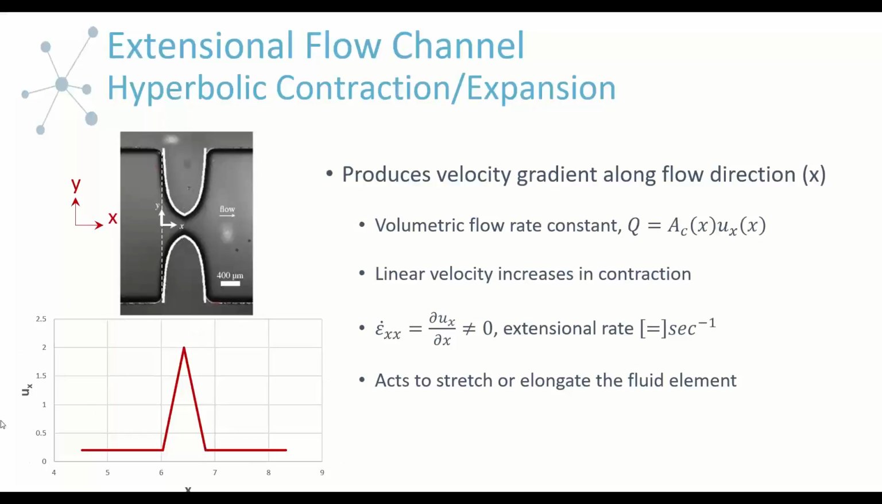This little plot below our diagram is just the linear velocity as a function of the flow direction. We see as we hit the entrance of the channel, we have a linear relationship. So that would be a constant extensional rate, and at the exit, we also have that linear relationship. So this is the nature of the deformation that comes from this constriction or contraction.